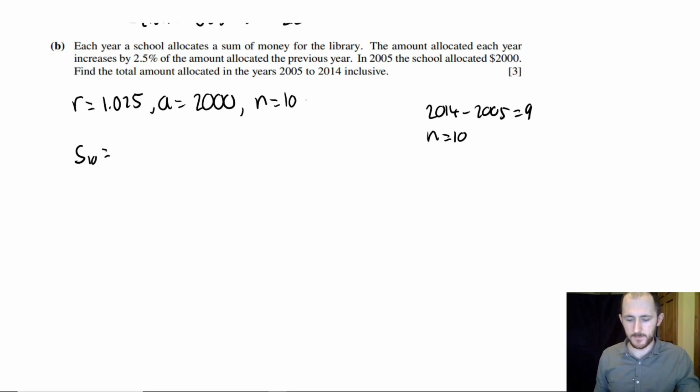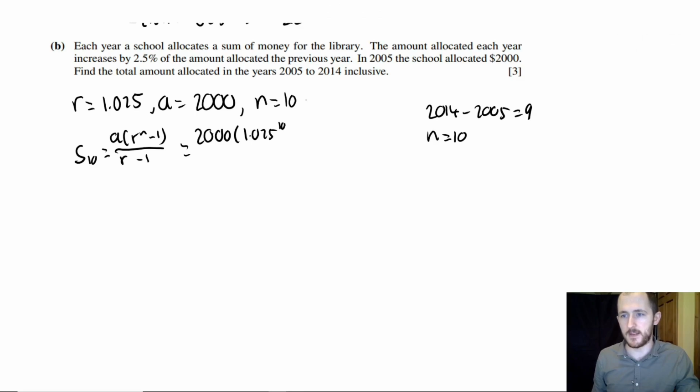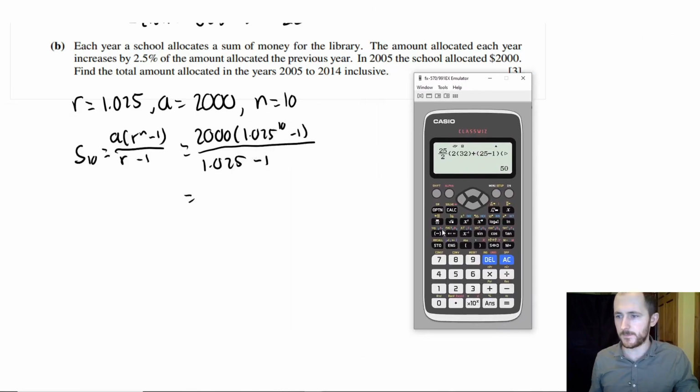So again, S of 10. Just remember, it's a times r to the n minus 1 over r minus 1. So if we write this out again, we have 2000, and r is 1.025. Open bracket, 1.025 to the power of 10, minus 1, close bracket, over 1.025 minus 1. And keep in mind, it's money, so only go to two decimal places.